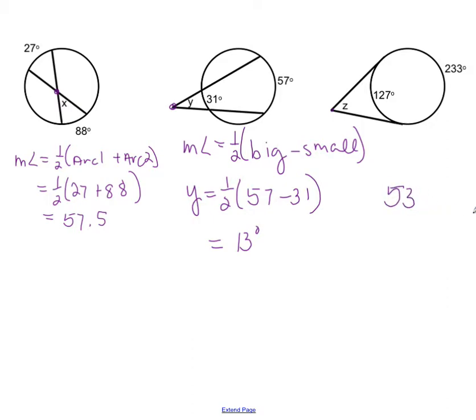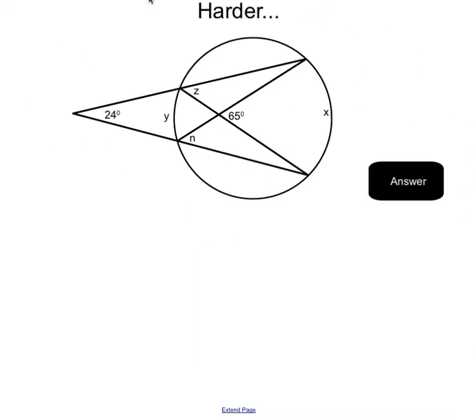You should have gotten 53. If you did not, go back and check your work. Now, this one's a little bit more challenging because I have to think about multiple things in one problem. I have several different angles here.